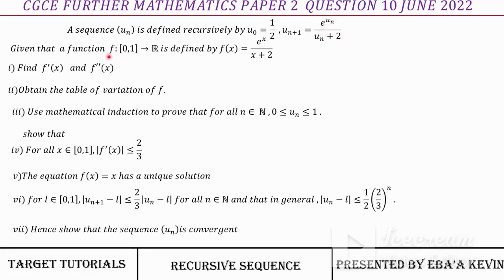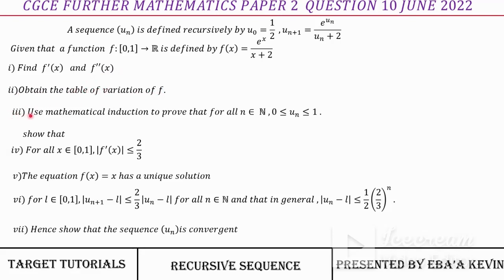Given that a function f is such that the interval 0 to 1 is mapped onto a set of real numbers, is defined by f of x equals e to the x divided by x plus 2. Number 1. Find f prime of x and f double prime of x. Number 2. Obtain the table of variation of f.